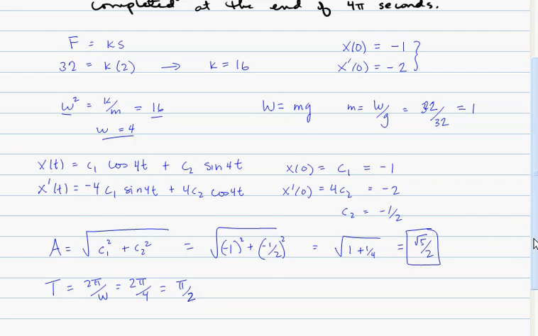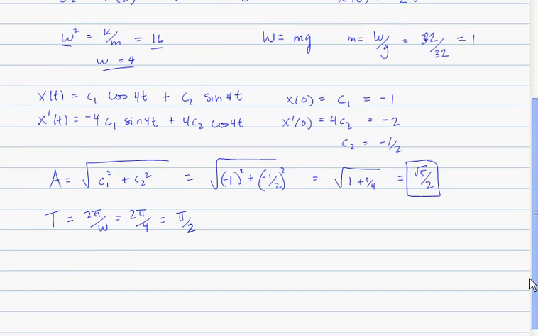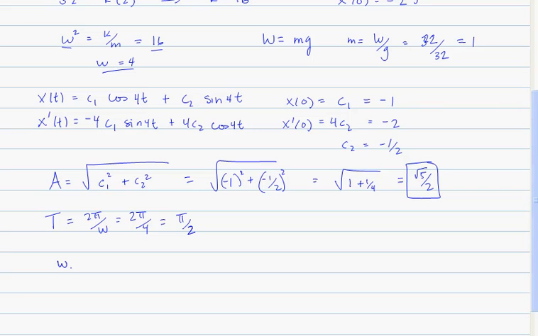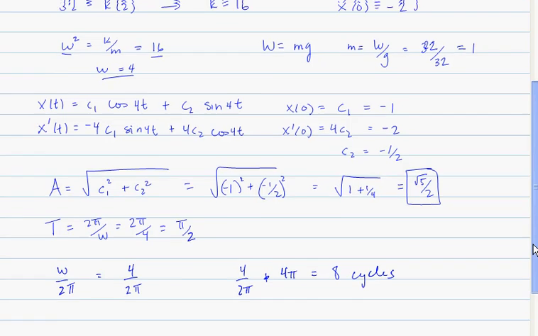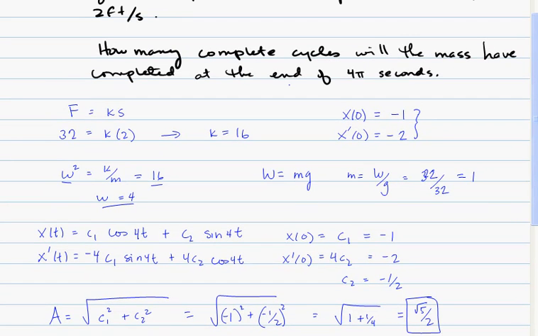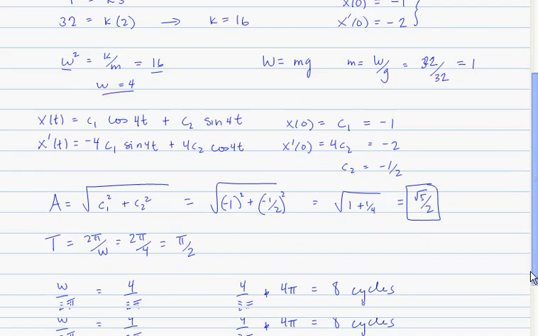And finally, how many cycles in 4 pi seconds? Well, we know we have omega over 2 pi cycles per second, which is 4 over 2 pi. So 4 over 2 pi times 4 pi seconds is going to give us here 8. So that answers our last question here. At the end of 4 pi seconds, how many cycles? 8.